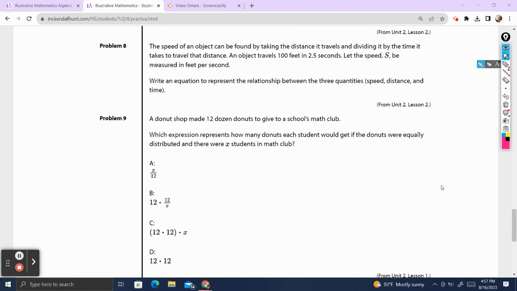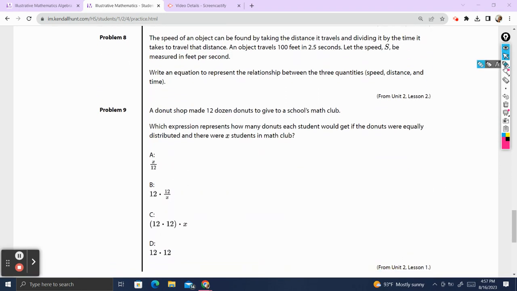The speed of an object can be found by taking the distance traveled and dividing it by the time it takes to travel that distance. So let's write that out. We have the speed of an object is the distance traveled over time. So speed, distance, and time. An object traveled 100 feet in 2.5 seconds. Let S be the speed measured in feet per second. Write an equation to represent the relationships of the 3 quantities.